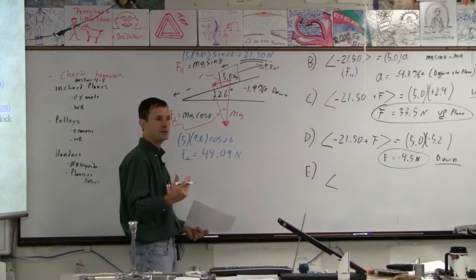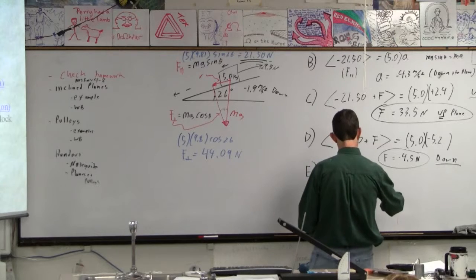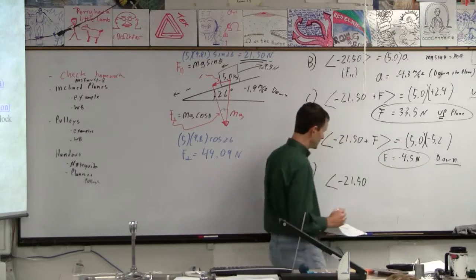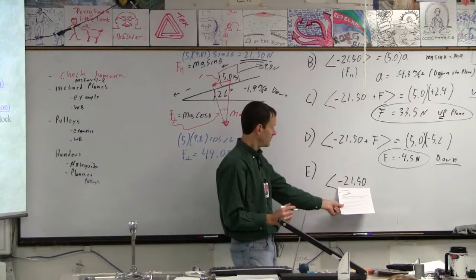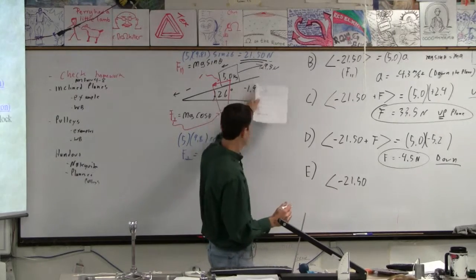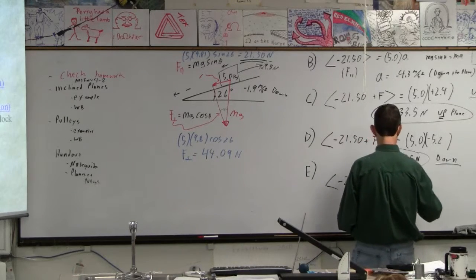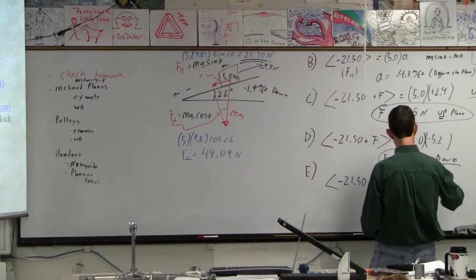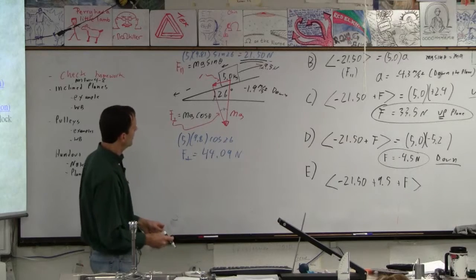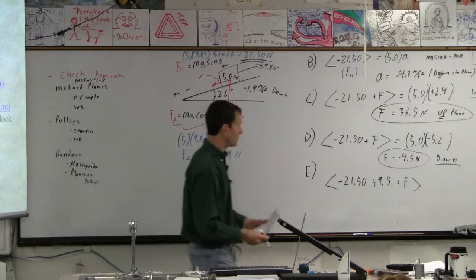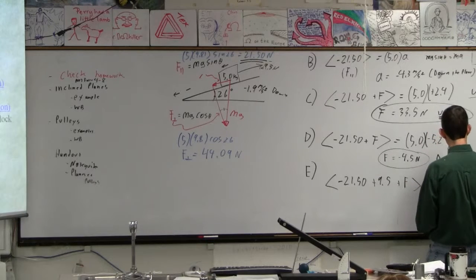The one that's always there is negative 21.50, right? What else? Well, this is gravity, right? Plus 9.5, right? And then what's the other one? Yeah, the one that we don't know, right? And then what does that equal? 5 times, careful, negative 1.9.